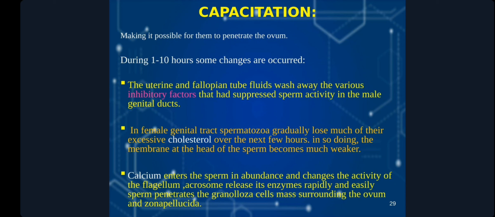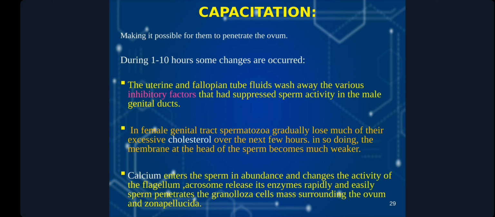The next thing: when sperm are ejaculated from the male reproductive system and go to the female reproductive system, the first step is capacitation. Capacitation makes it possible to penetrate the ovum. During 1 to 10 hours, some changes happen, and these changes are named capacitation. We can categorize it in three levels. The first one, the uterine and fallopian tube fluids wash away various inhibitory proteins. We know that inhibitory proteins were added to the sperm in the epididymis. In the female genital tract, spermatozoa gradually lose much of their excessive cholesterol on the membrane, especially the head membrane, and in so doing the membrane becomes much weaker.